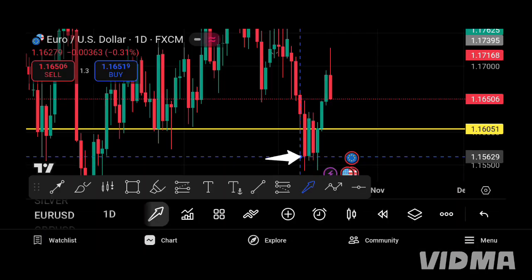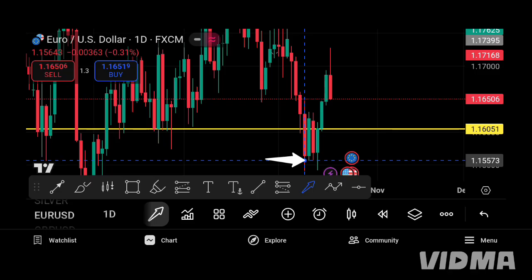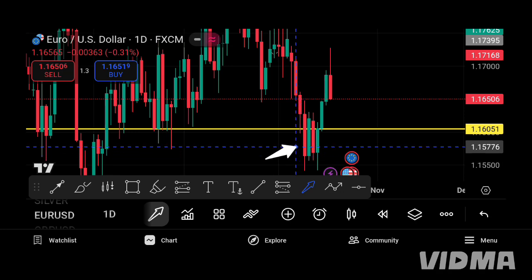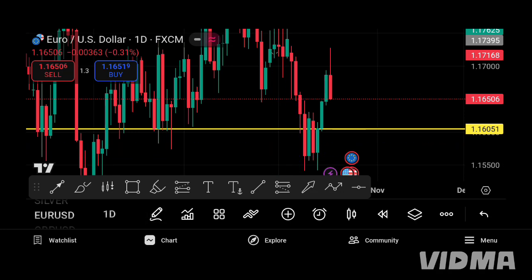This low here of this red candle was swept on Monday. Then after sweeping this liquidity on this red candle, that was a confirmation that we are going to be moving up throughout this week. That was a clear confirmation. So after that, you wait for this candle to close, as I'm going to show you.